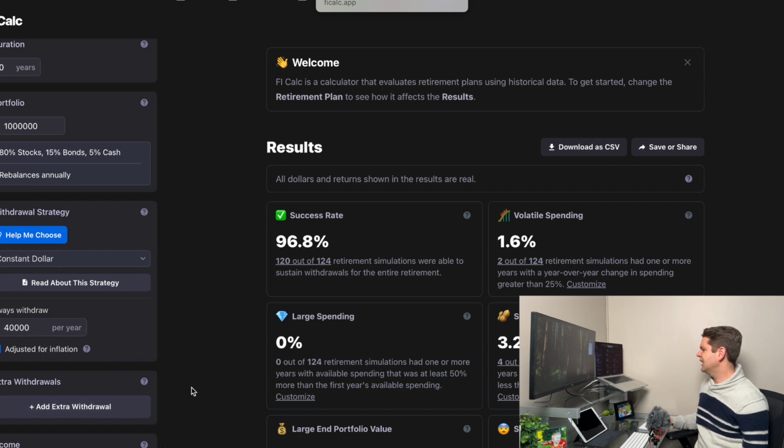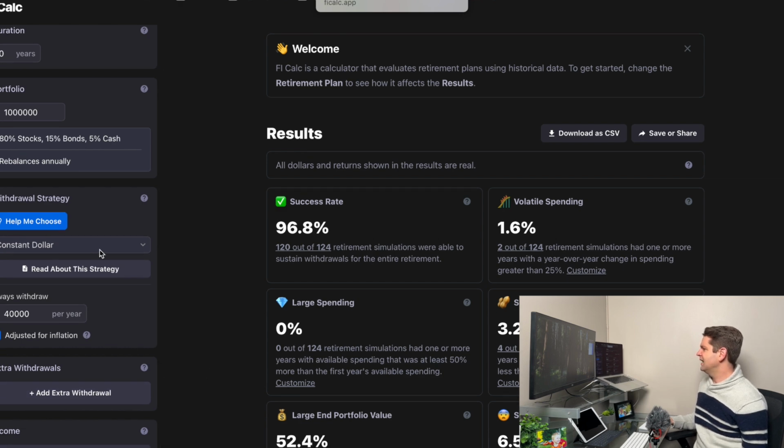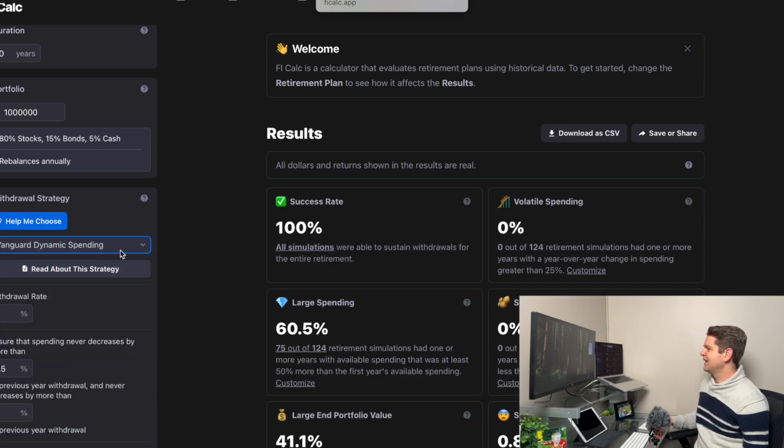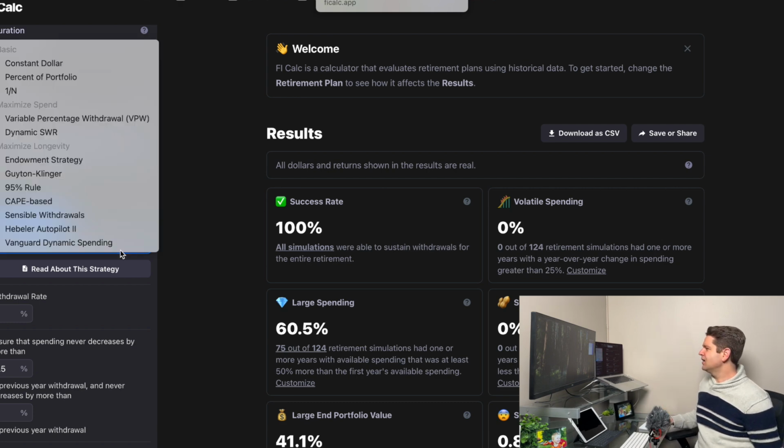I'm not going to do that today, but what I want to do is look at different withdrawal strategies. Look at the various different withdrawal strategies. Even this is one that I really found kind of interesting, this Vanguard Dynamic Spending. It uses a combination method of different types of investment strategies. So you can look up a lot of these.